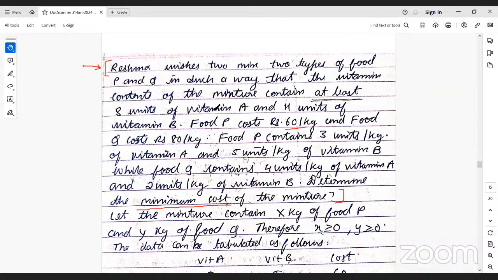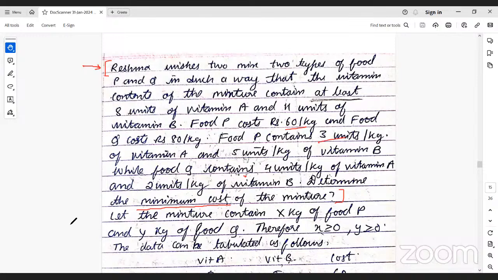So vitamin A and vitamin B, how much may be needed to find out the mixture. So that is given. Then cost is given, and then they are saying the food P contains 3 units and then 5 units of vitamin B, while food Q contains 4 units and 2 units of vitamin B. Okay, so here we need to determine the minimum cost. One or two times you need to read the question clearly. Then what is x and what is y, that is very important.